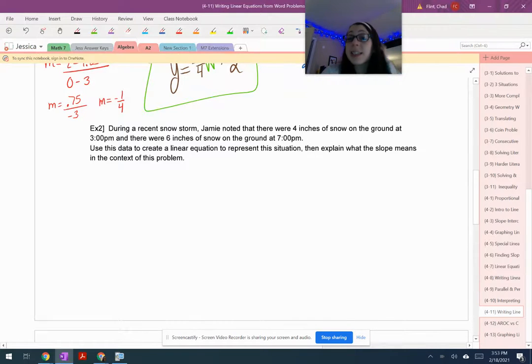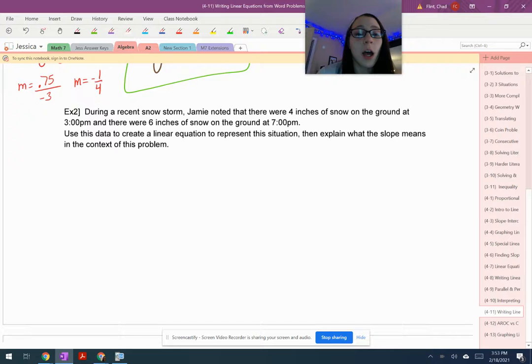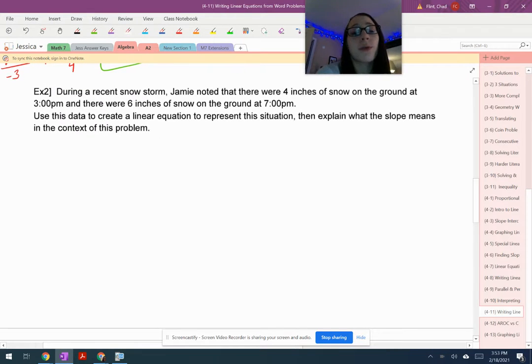All right, second and last example for 4-11. During a recent snowstorm, Jamie noted that there were 4 inches of snow on the ground at 3 p.m. and there were 6 inches of snow on the ground at 7 p.m. Use this data to create a linear equation to represent the situation, then explain what the slope means in the context of this problem. Oh my goodness, so many things.